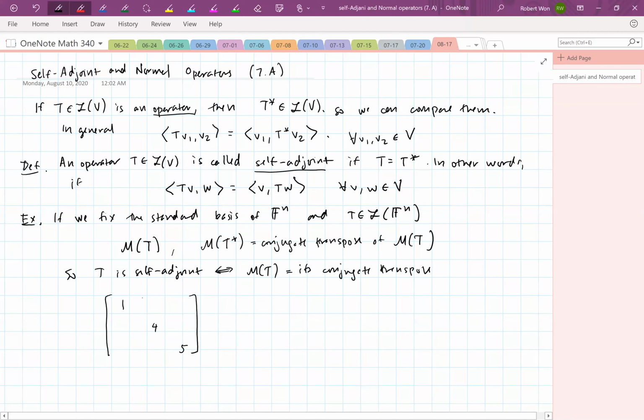And then in the other entries, if you have some 2i here, then when you take the conjugate transpose, you'll see that you have to have the conjugate across the diagonal, and if you have a real number somewhere, then you're going to take its conjugate on the opposite side. So if you take the conjugate transpose of this matrix, you'll see that it's equal to itself. So this gives a self-adjoint operator from C3 to C3.